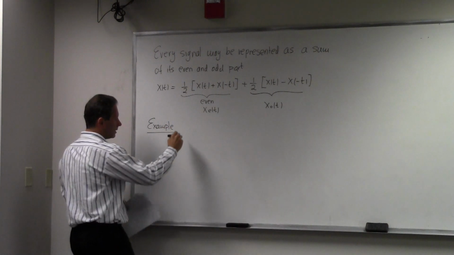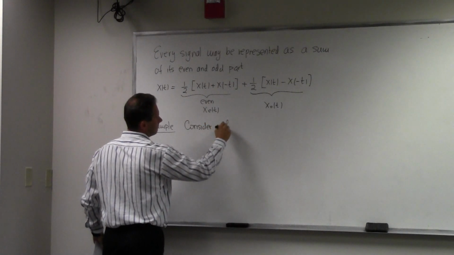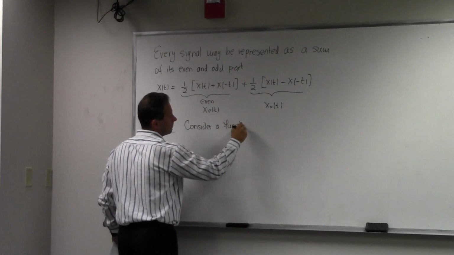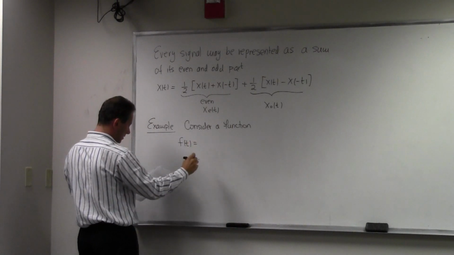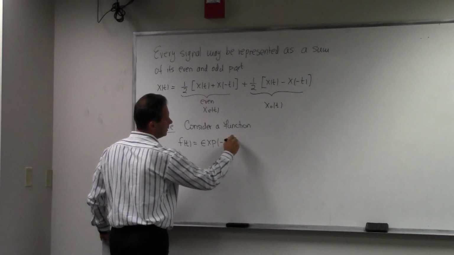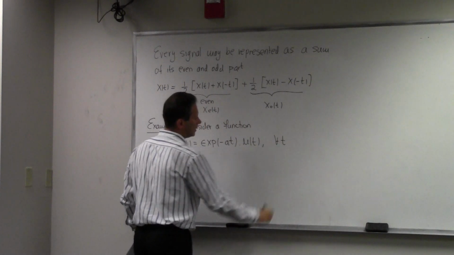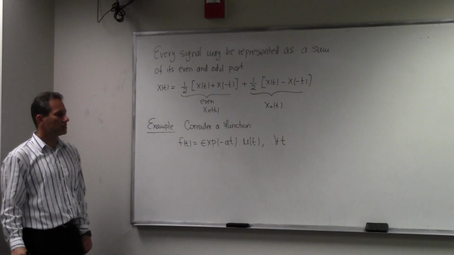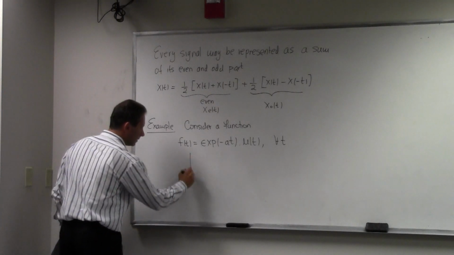Consider a function f of t is equal to e to the minus at times u of t for every t, right? So it's a product of exponential and this step function. How does this one look like?